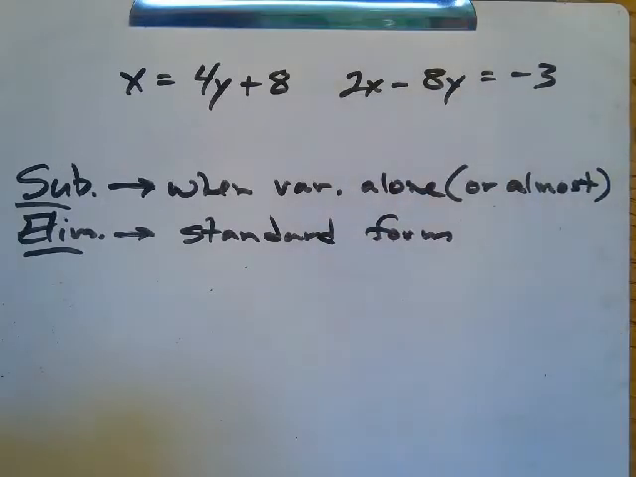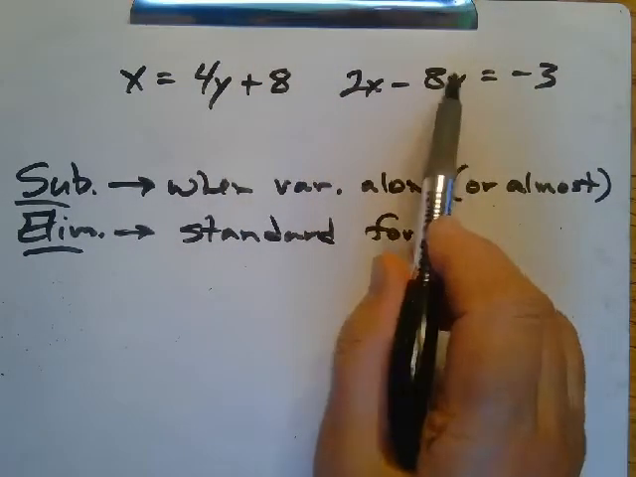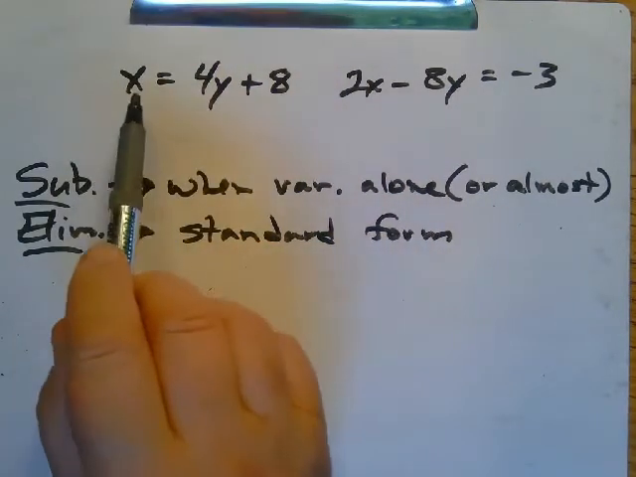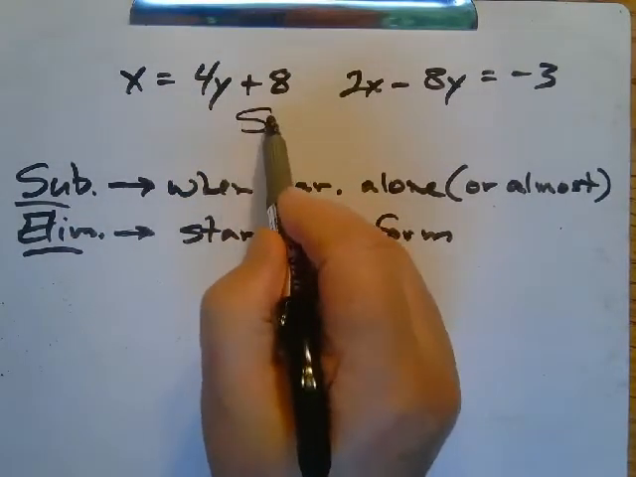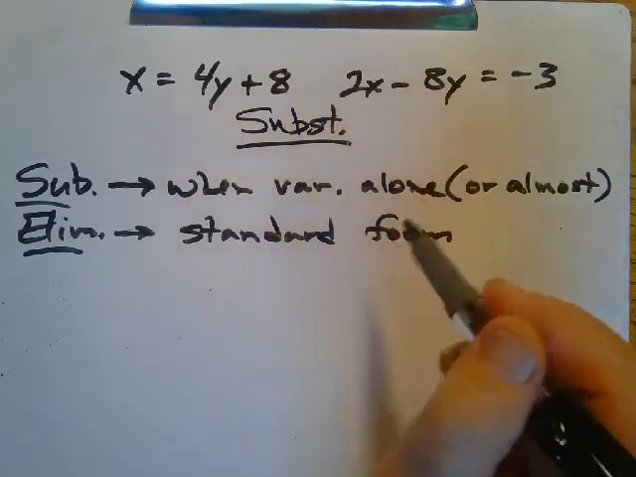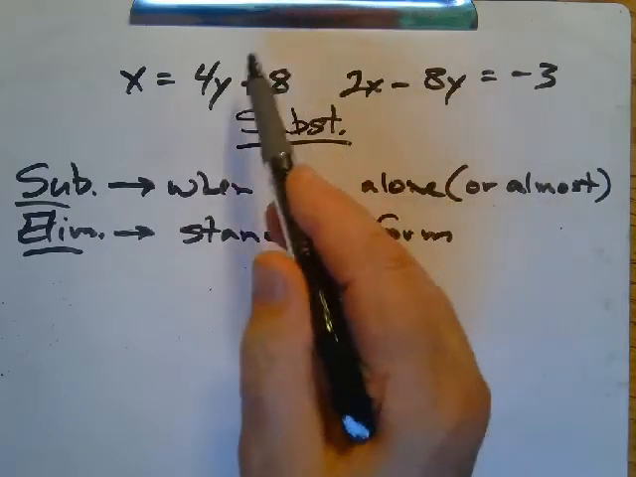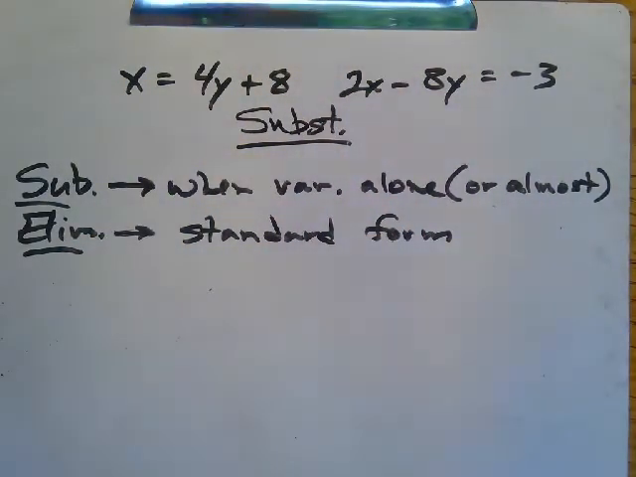So if you look at this problem above here, I've got two equations, and this is not in standard form, plus the variable is alone here. So here's a problem where I would choose to use the substitution method rather than elimination, because I'd have to get this in standard form first, and it's just easier to use the substitution method when the variable's already alone.